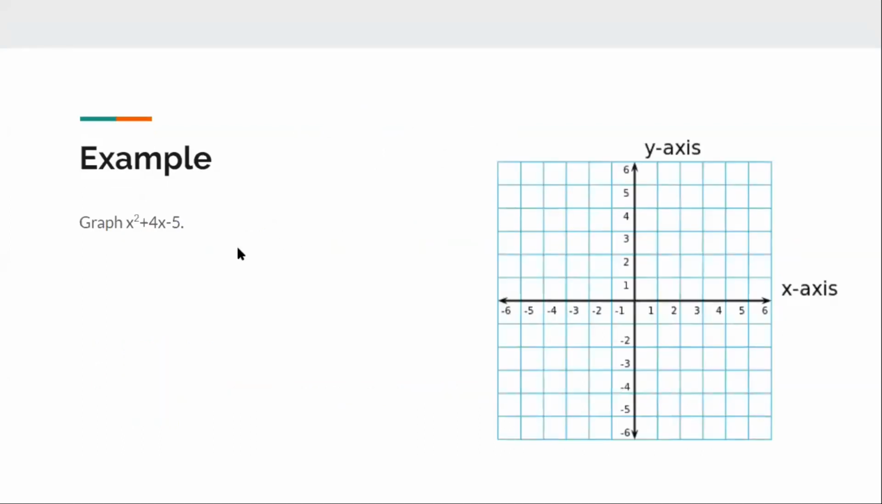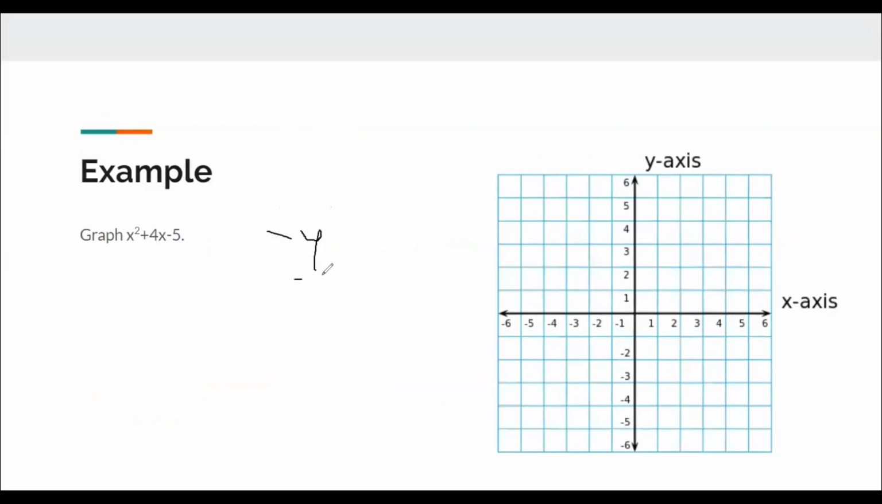Okay, here's an example. Graph x squared plus 4x minus 5. So you first want to determine your axis of symmetry, because that's where the function reaches its middle point, or its max or min. So in our case, it's going to be minus b over 2a, which is negative 4 over 2, which is at negative 2. So at negative 2 comma, so negative 2, that's our x coordinate, comma 4 plus minus 5 minus 8, which is just going to be negative 9.